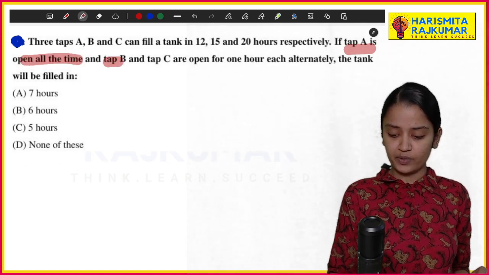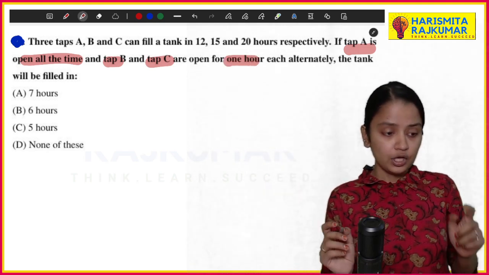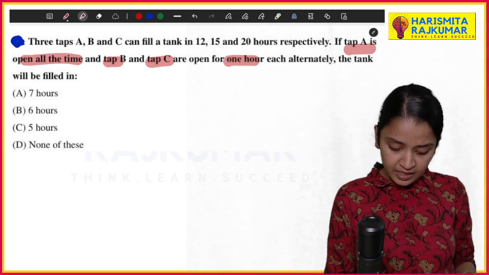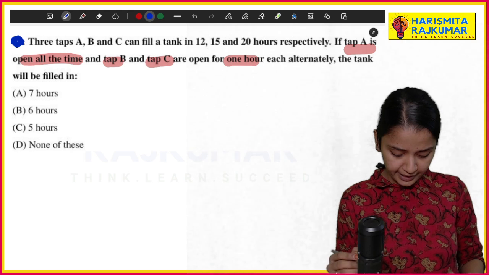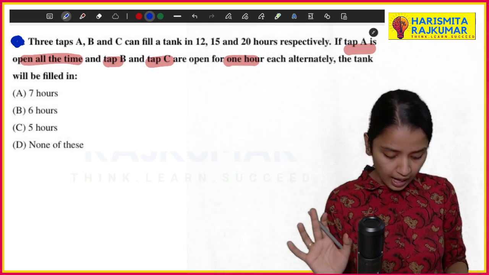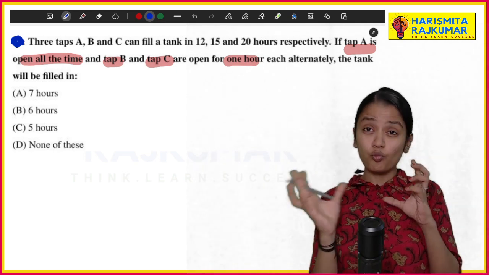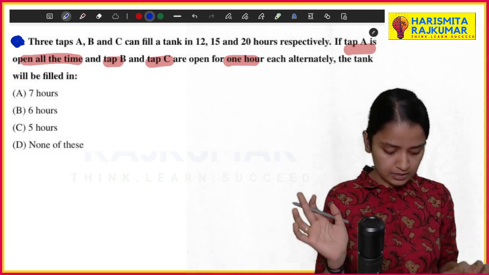Tap B and tap C are open for 1 hour each, alternately. You have to find how many hours it takes for the tank to be filled. So when I look into it, they have given you the hours, and I have to find the work done. So work is how much of the tank is filled.